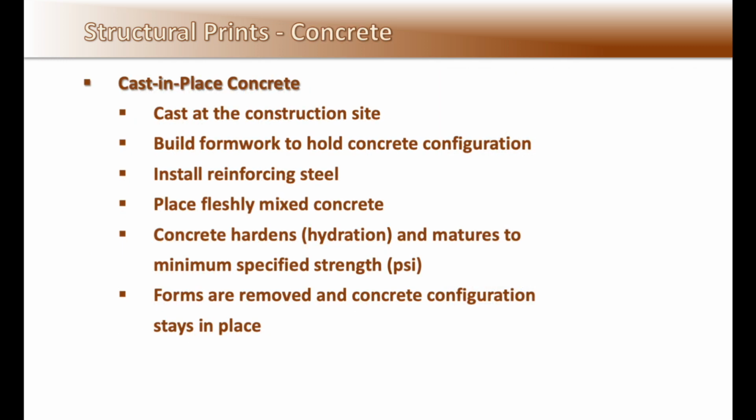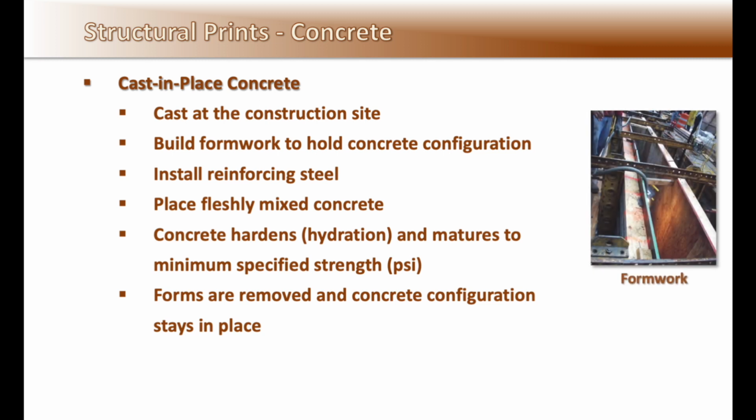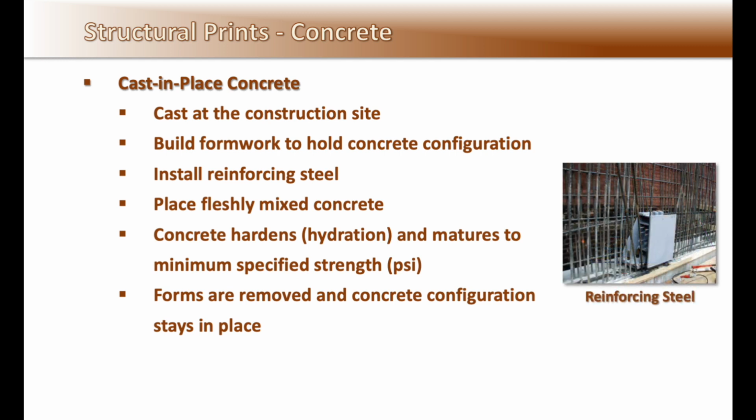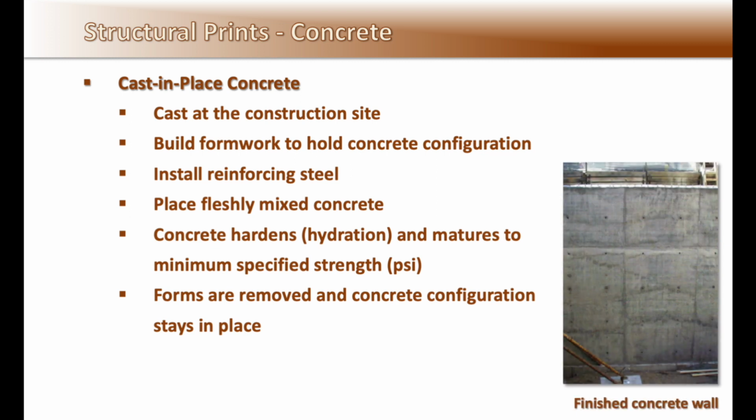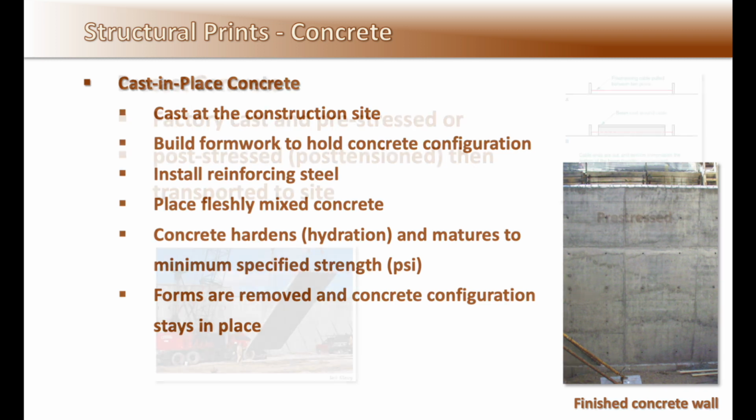Concrete. There is cast-in-place concrete, which is concrete cast at the construction site. The carpenters build the formwork to hold the concrete configuration. The ironworkers install reinforcing steel. The laborers place freshly mixed concrete. The concrete hardens by hydration and matures to a minimum specified PSI strength. Then the forms are removed and the concrete configuration stays in place.